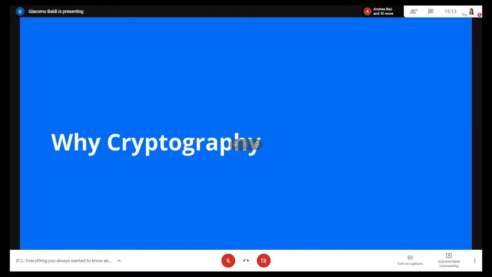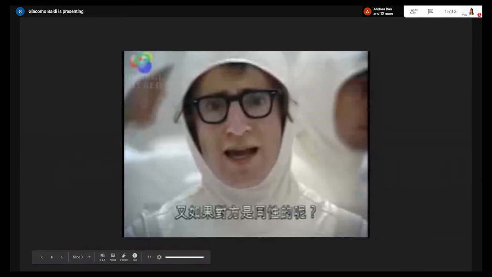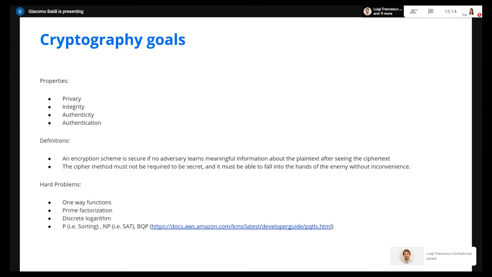So why cryptography? Cryptography is a very wide field in computer science. There are a lot of things under cryptography: encryption, digital signatures, hash functions. We will see them in the next steps. But I chose to give you first a brief introduction of what we want to do with cryptography, as opposed to explaining every single algorithm that we are going to encounter. Because you can do a lot of different things with cryptography.